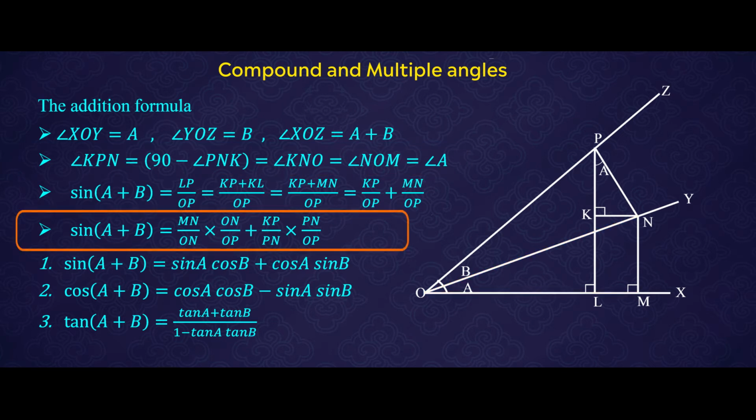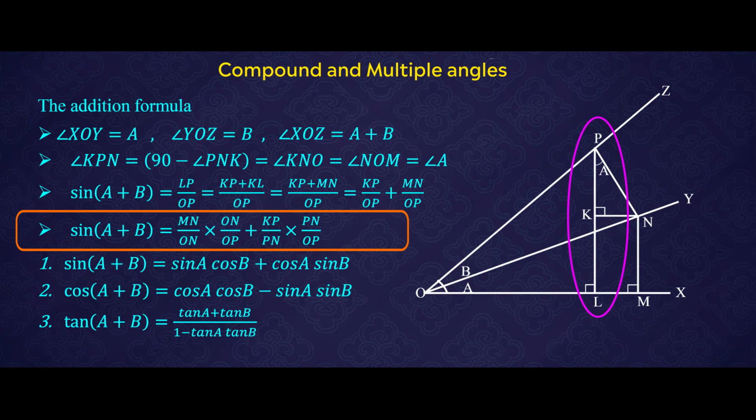So sine A plus B. Now sine A plus B is LP divided by OP. Triangle OLP is the right angle triangle, so LP is the sum of the two sides here, lengths KP and KL. So I have replaced LP by KP plus KL divided by OP, and KL and MN are equal, because these two lines KL and MN are parallel to each other and equal in length.